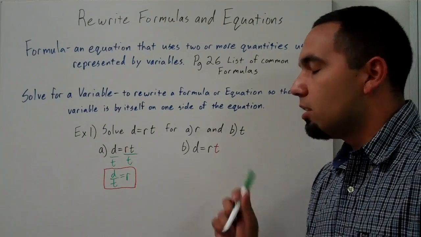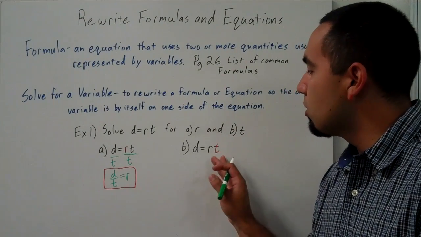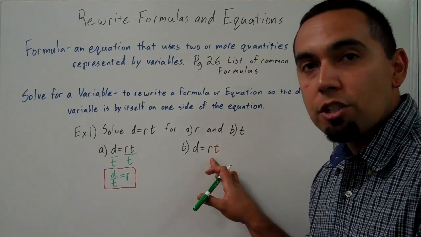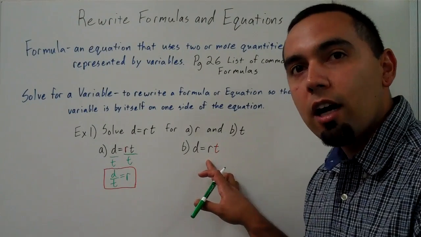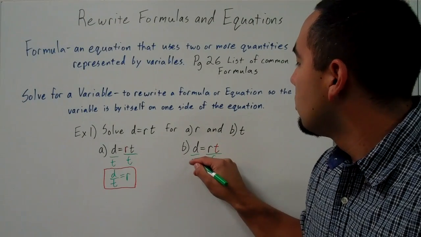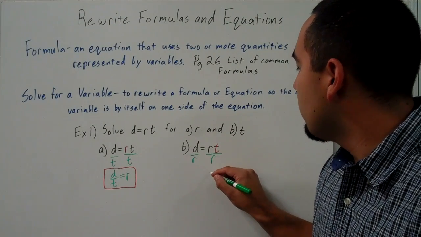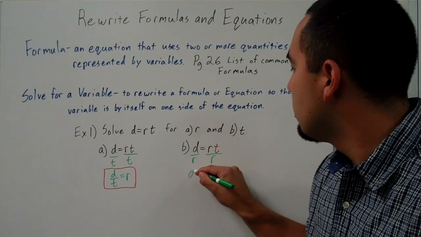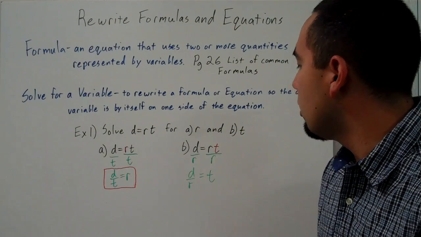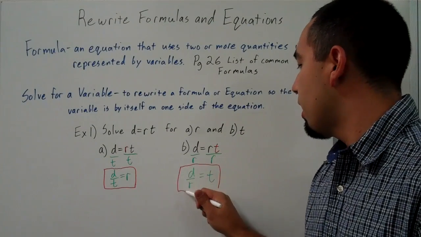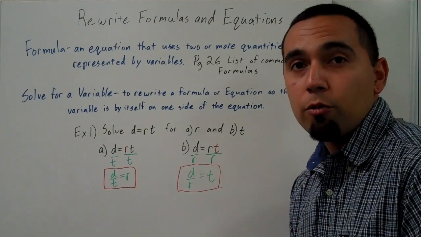For b, I have, again, d equals r times t, but this time I want to solve for t. So I'm going to do the exact same thing because, again, there's multiplication going on here. I need to do the opposite, so I'm going to divide by r. You can see these examples aren't that hard. I'll get t equals d over r. It's not that bad, but the examples do get a little bit harder when we move on.